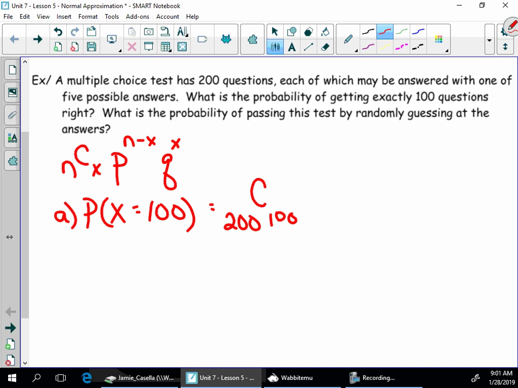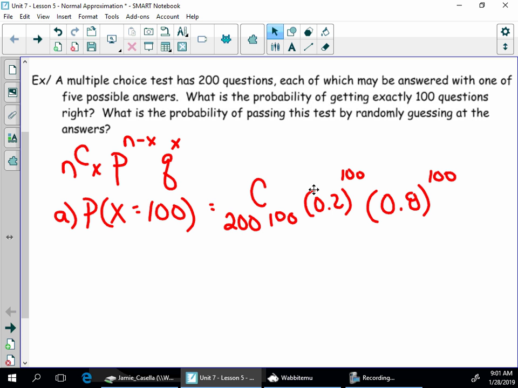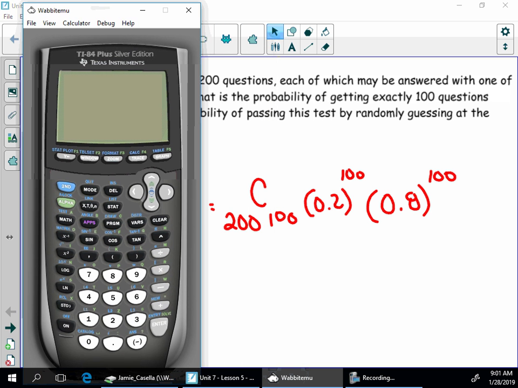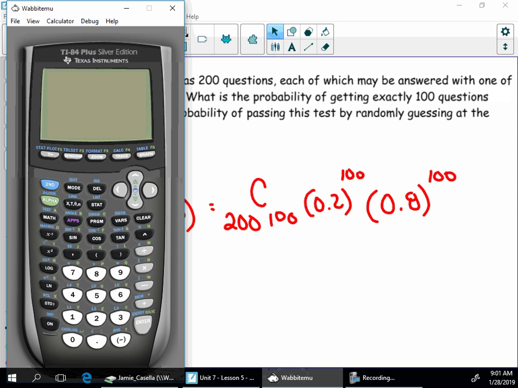My probability of success in any one question is 1/5 or 0.2. I want to be right 100 times. My failure would be 1 minus success. I want that to happen 100 times. Now, if you try this with your calculator, you'll probably get a math error. Your calculator is actually not powerful enough to do this. But if you take a graphing calculator, just to remind ourselves, and we'll be using graphing calculators for this lesson.